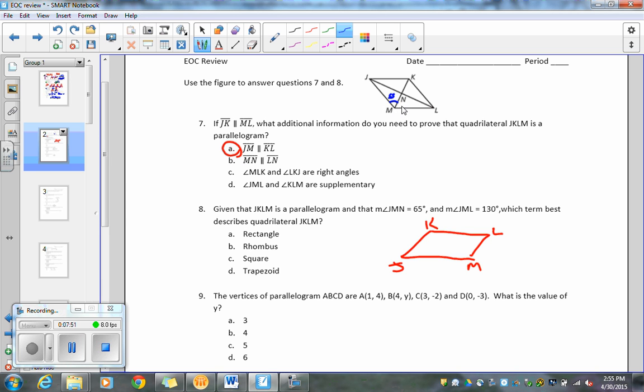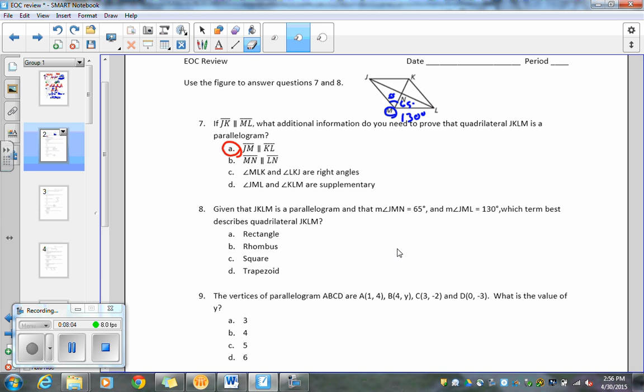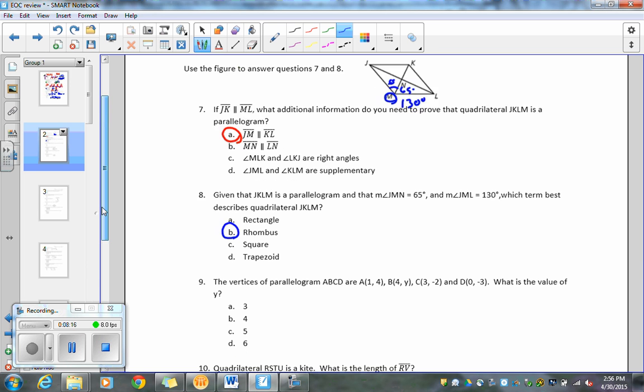JML is 130. All right, so this whole thing is 130 degrees. Basically, that's 65. This will also be 65 degrees. And so through that information, I know that my angle is being bisected. And the only thing that deals with a bisected angle is a rhombus. Now, you could say, well, the rectangle bisects it as well. That's true, but it would be a 90-degree angle. All right, let's keep going.